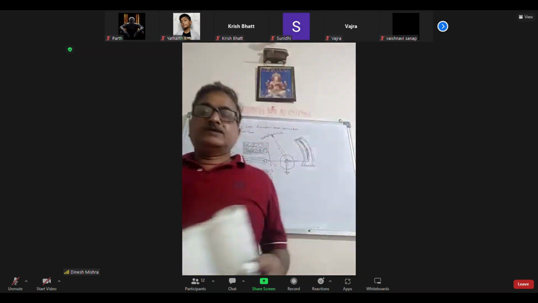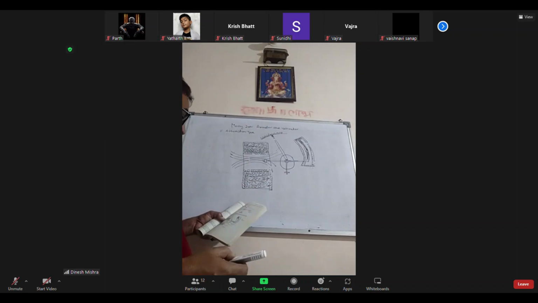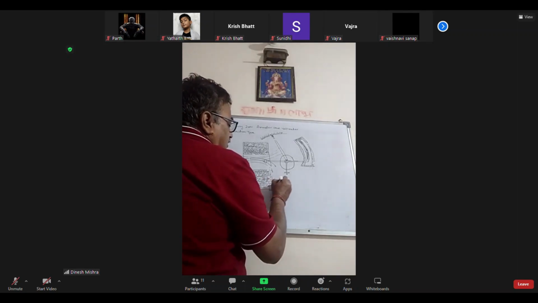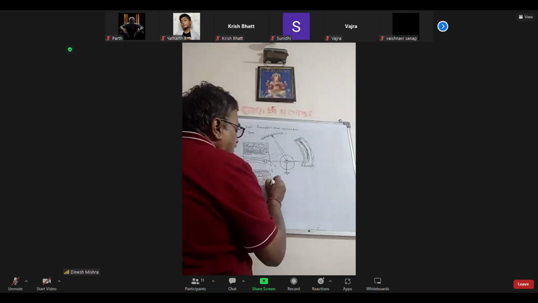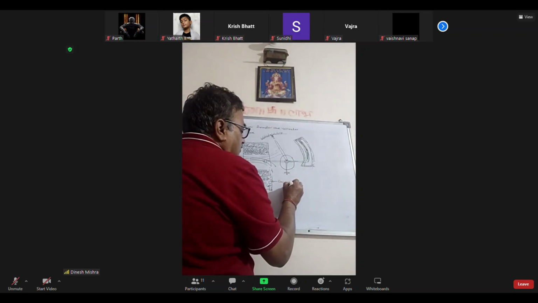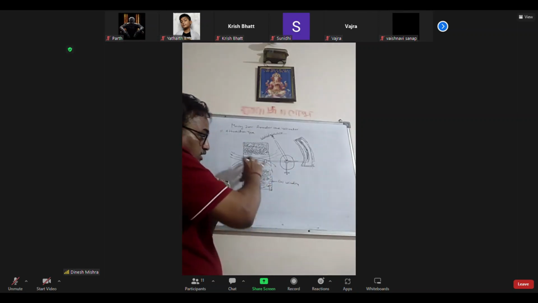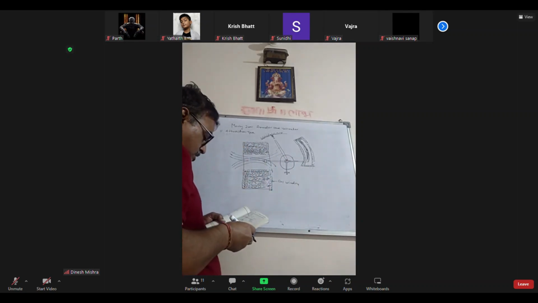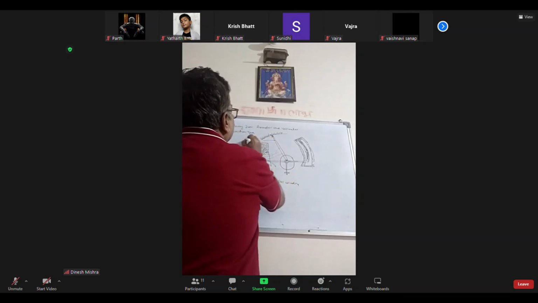Now listen to it. This is a diagram of the attraction type moving iron instrument. So this is the coil. It's called coil winding. This coil is in two parts. The hollow portion is free to rotate the shaft. Now this is the pointer. This is called a pointer.